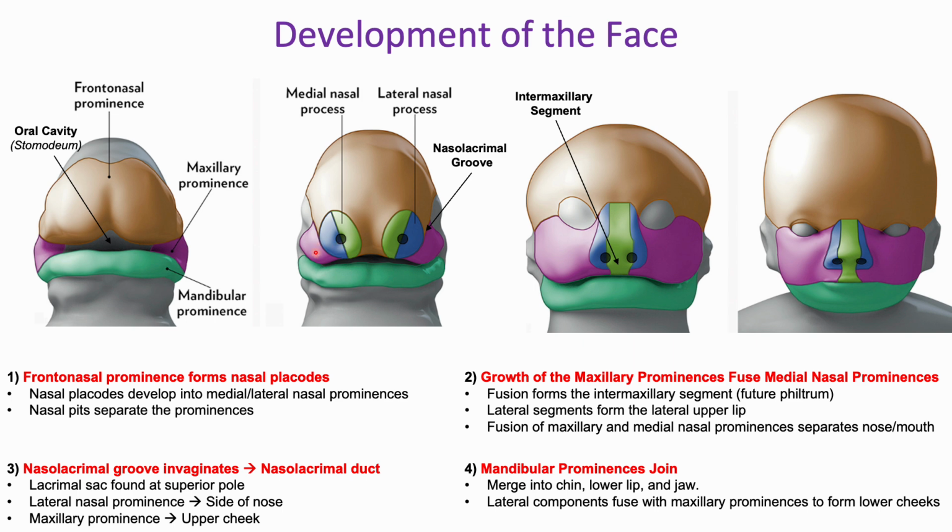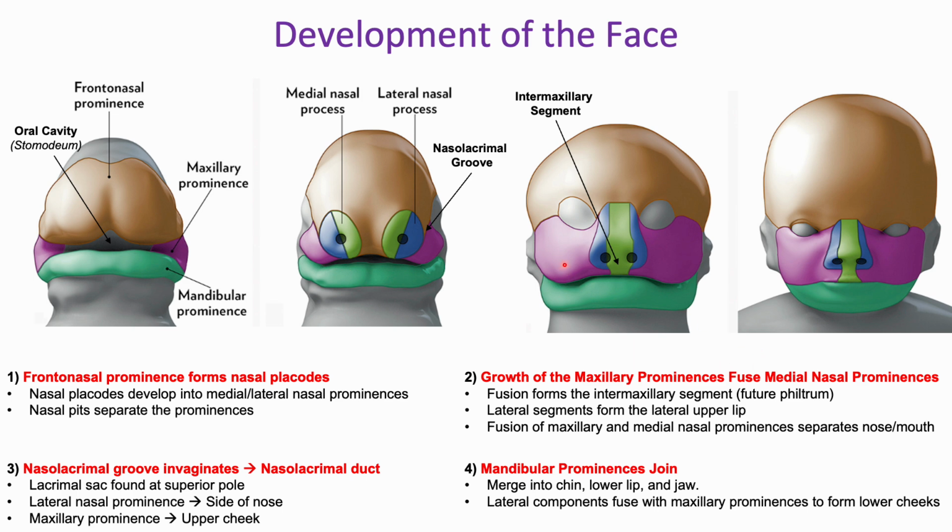Now, as the maxillary prominences grow, they're going to bring these nasal prominences together. So these nasal placodes are coming together, and eventually they're going to fuse at the midline. So these 2 medial nasal processes are fusing because the maxillary prominences are forcing them together. That fusion forms what we're going to call the intermaxillary segment. The intermaxillary segment is going to be the future derivative of the philtrum of the upper lip, which is the region right in the midline of the top lip.